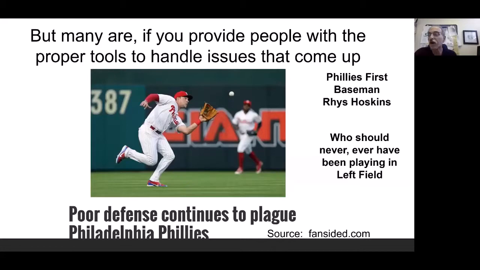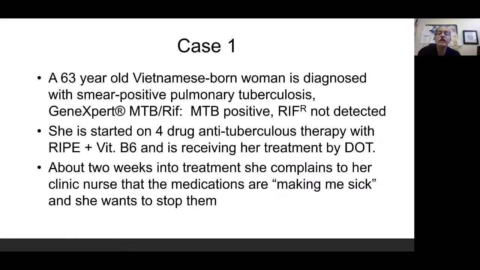All right, so we're going to start with a case, and here is our first one. This is a 63-year-old Vietnamese-born woman who is diagnosed with smear-positive pulmonary tuberculosis. Her GeneXpert is MTB positive, rifampin resistance not detected. She started on 4-drug therapy and is receiving her treatment by directly observed therapy through one of the local clinics. About 2 weeks into treatment, she complains to her clinic nurse that the medications are making her sick and she wants to stop them.